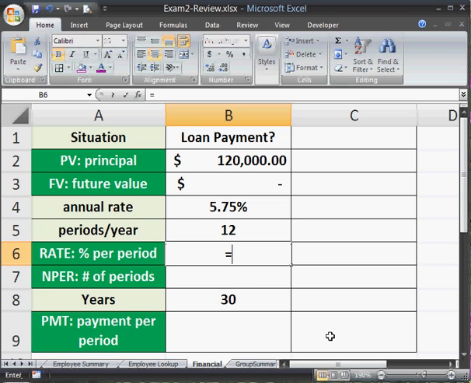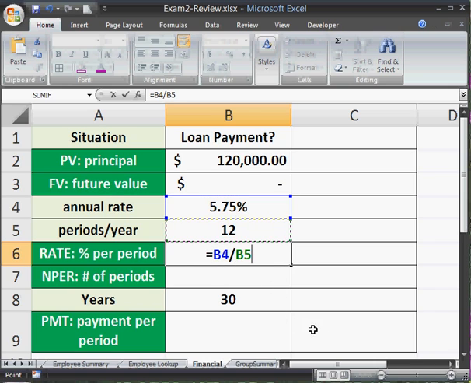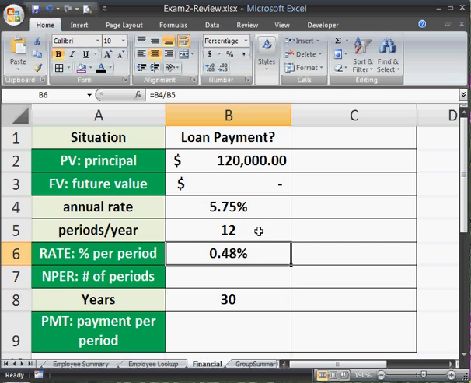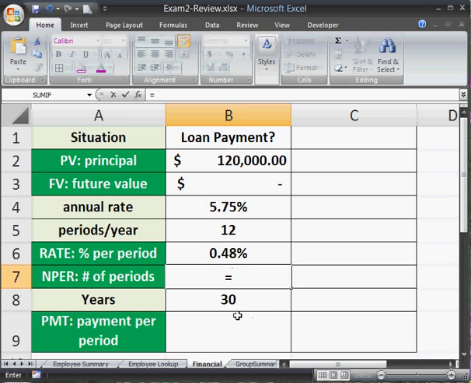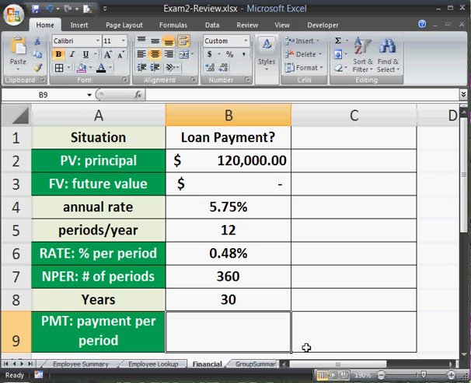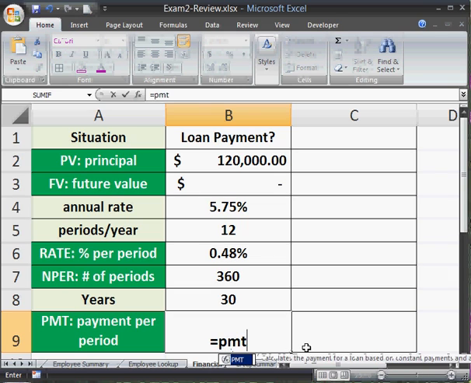The rate then is the annual rate divided by the periods per year. B4 divided by B5. There, that's a 12th of the annual rate. The number of periods, instead of dividing, we multiply. That's 30 years times 12 months per year. And we get 360. Now, the monthly payment is simply the PMT function.